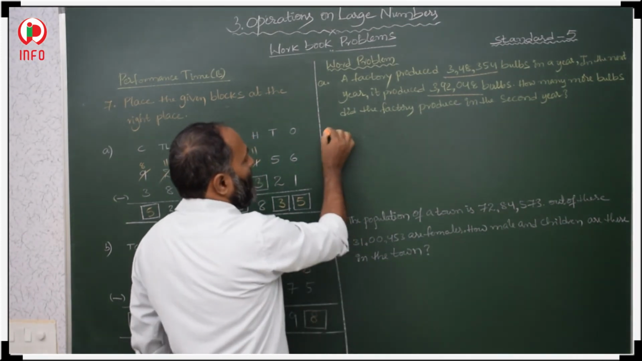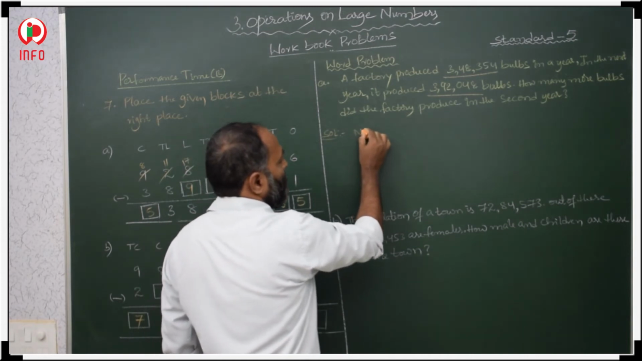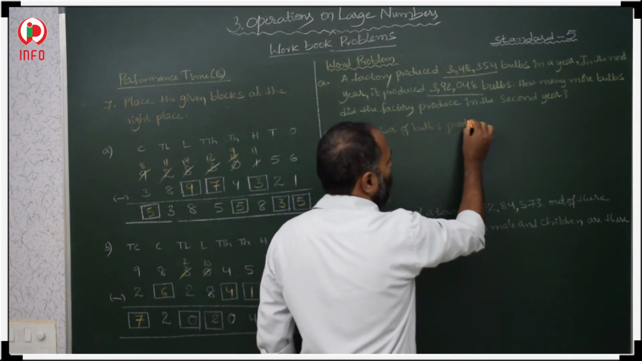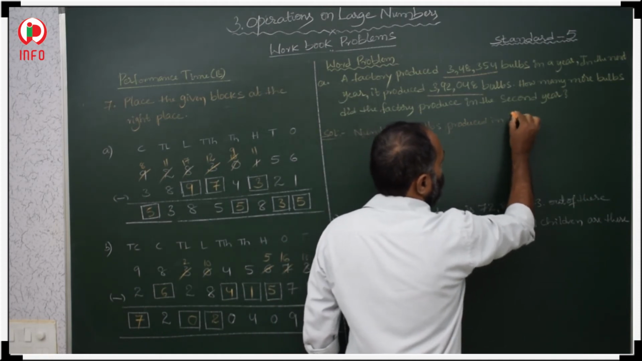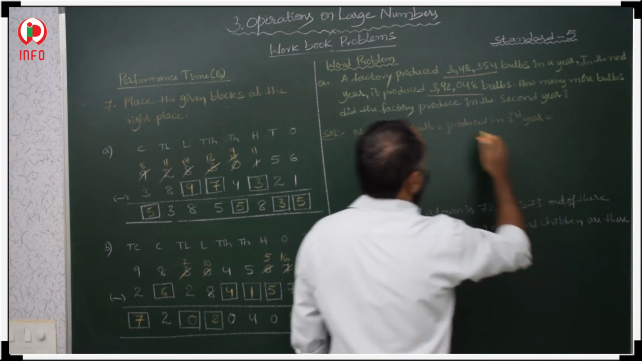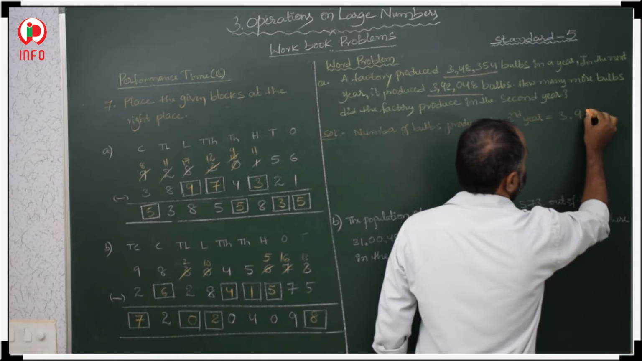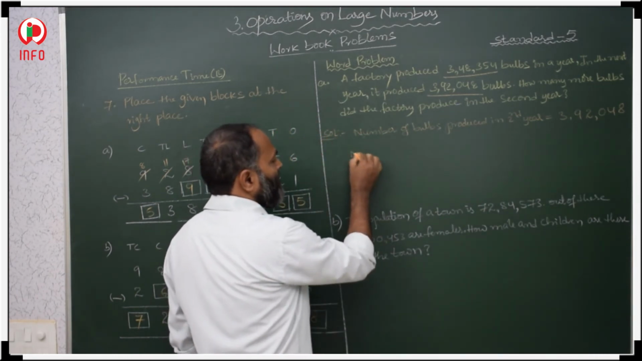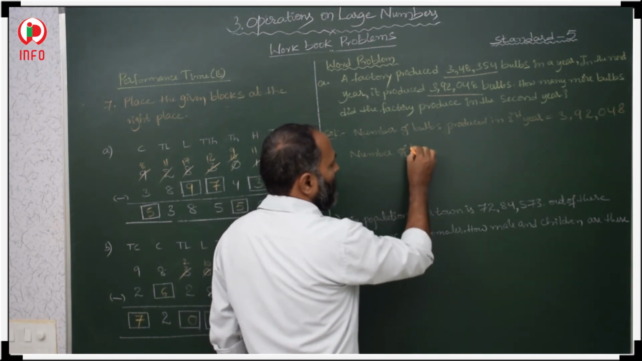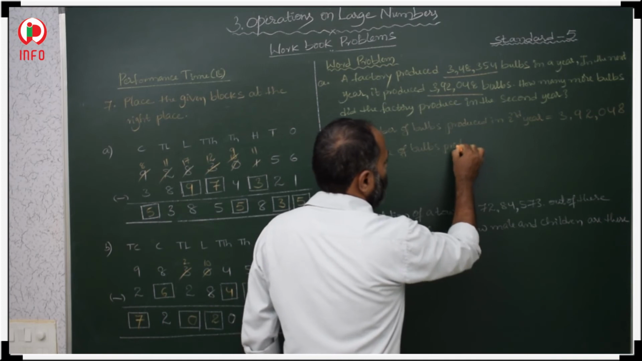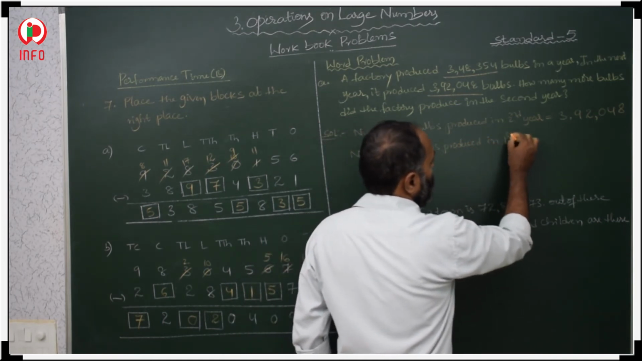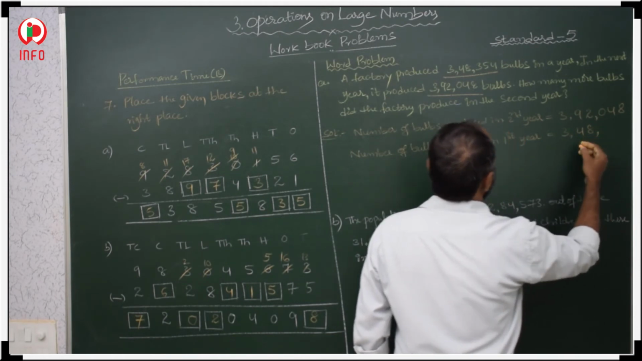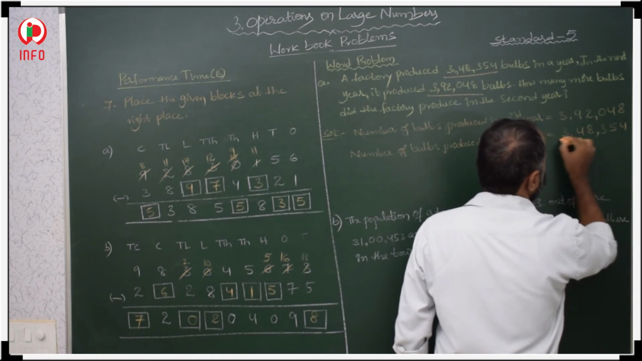Then the solution. First we have to take the number of bulbs produced in the second year: 3,92,048. Minus the number of bulbs produced in the first year: 3,48,354.